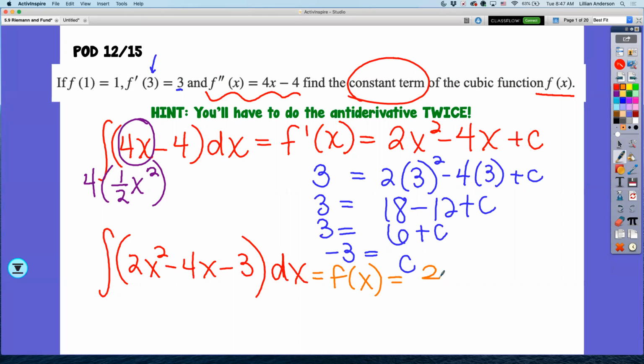2 thirds x cubed minus 2x squared minus 3x plus c. Okay, I'm going to use a different letter to represent constants so my constants don't get confused. C represented my first derivative, so I'll use K, a different variable, to represent it for my original function. So now I can actually find my constant, the answer to the question, by using the first piece of information it gave me by plugging in 1 for x and setting it equal to 1. So I'm going to plug in this 1 for f of x, and then I'm going to plug in this 1 for all my x's.